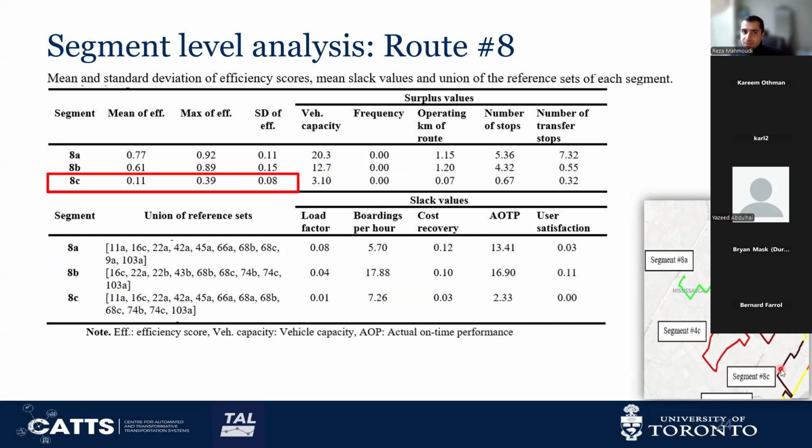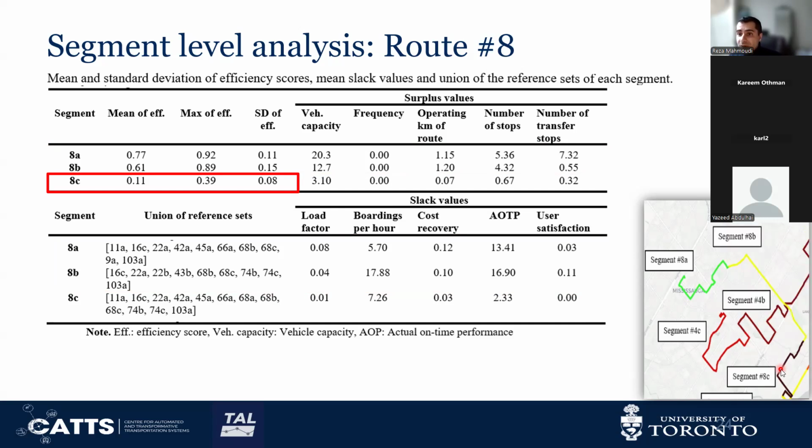Looking at the results for 8C, we will see that the average efficiency score for 8C is 10% for 2 years. And the maximum that it has touched is almost 40%. So for now, we are pretty sure that keeping them as fixed transit is not a good idea. But should we remove it or should we replace it with on-demand transit service?